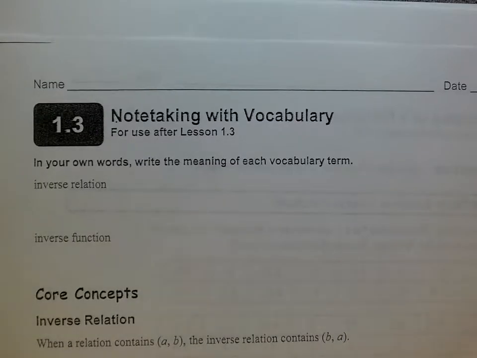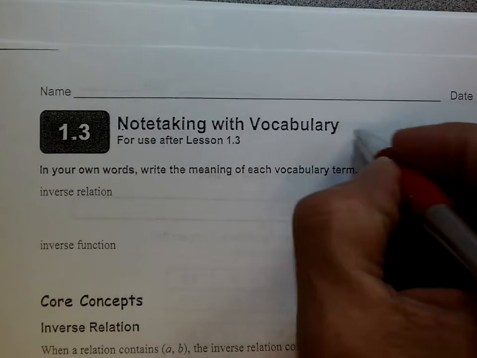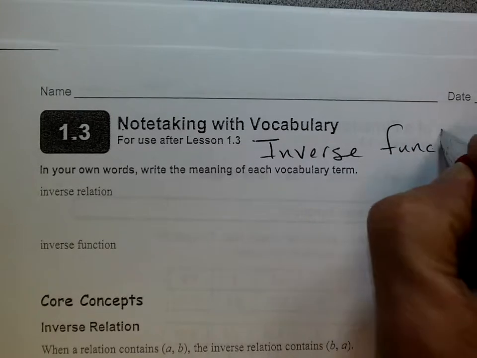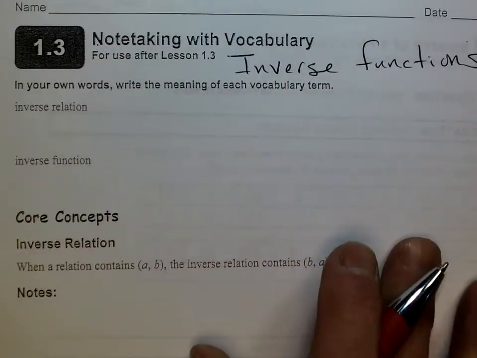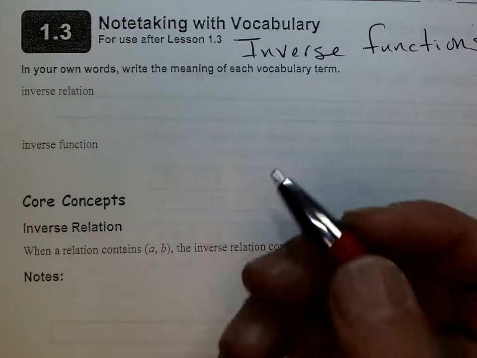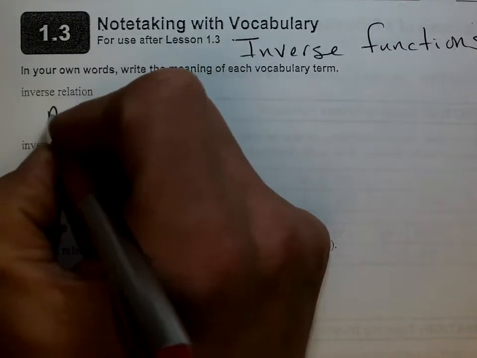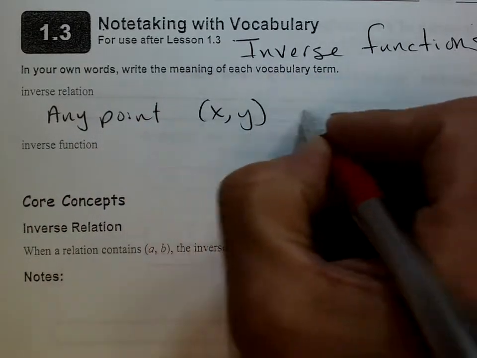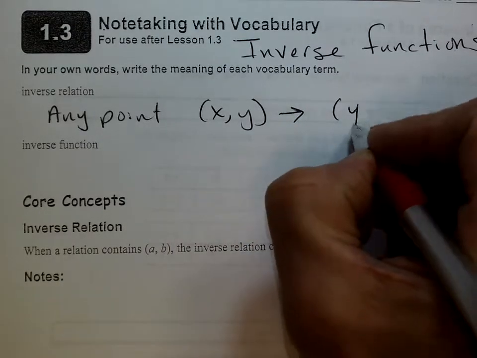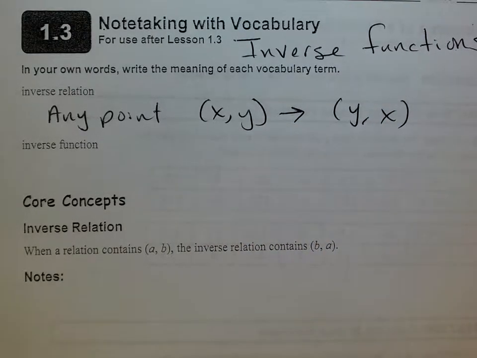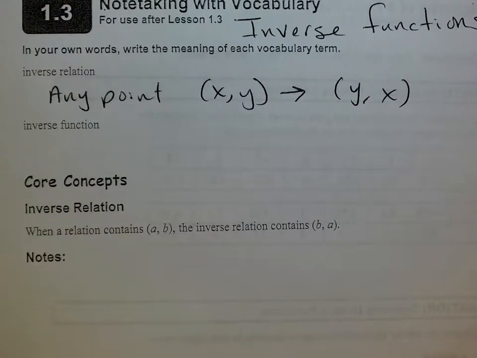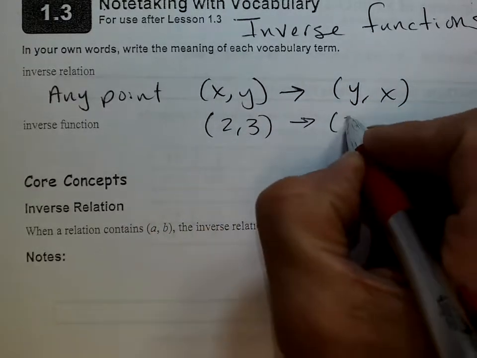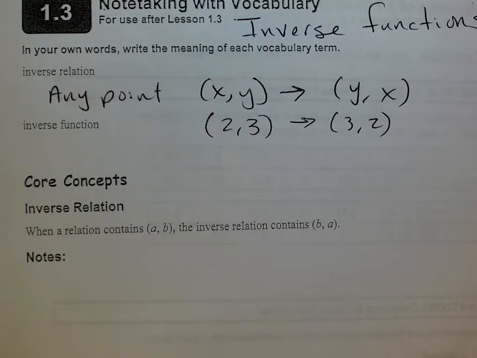Okay, so today our concept is going to be inverse functions. So, an inverse relation. For us, we just want to say that any point (x, y) can be changed to a point (y, x), and this would be our inverse. So we take any point (x, y), which could be a point, say (2, 3). Its inverse becomes (3, 2). It's that easy. You just switch the points.